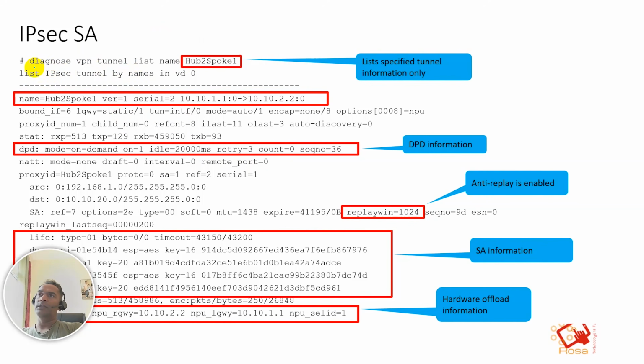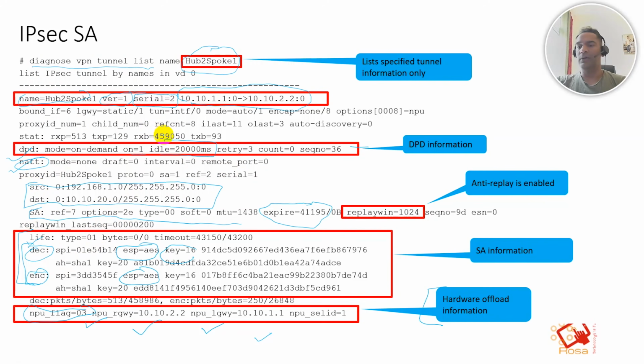When you are troubleshooting, you can run diagnose vpn tunnel list and provide the name of the tunnel, and you will be able to get all these details about the tunnel. So all this you will be able to see using this command.